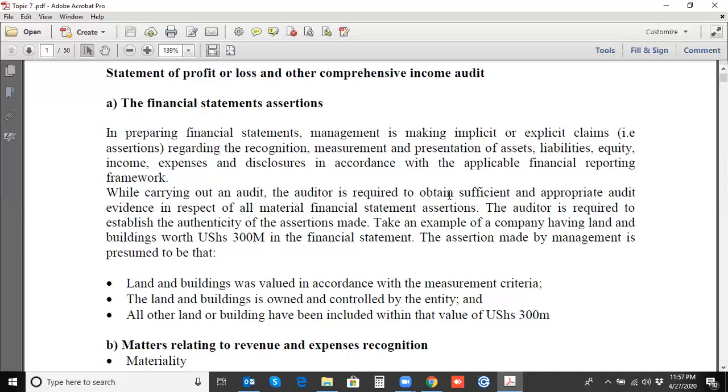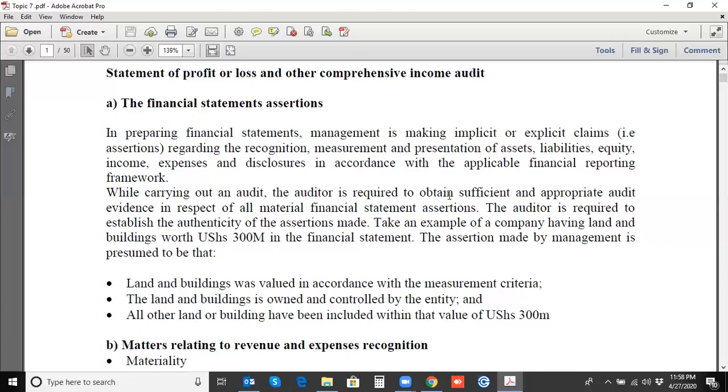If they are foreign denominated, have you translated them into the reporting currency at the correct exchange rate? We have assets. Some assets could be fair valued, and we have assets that are going to be carried at cost, the non-monetary assets like property, plant and equipment. So you have to make sure that these have been valued properly in accordance with the applicable financial reporting framework.